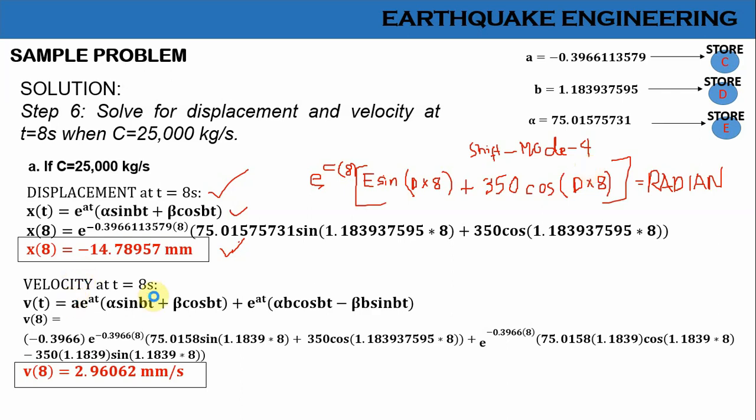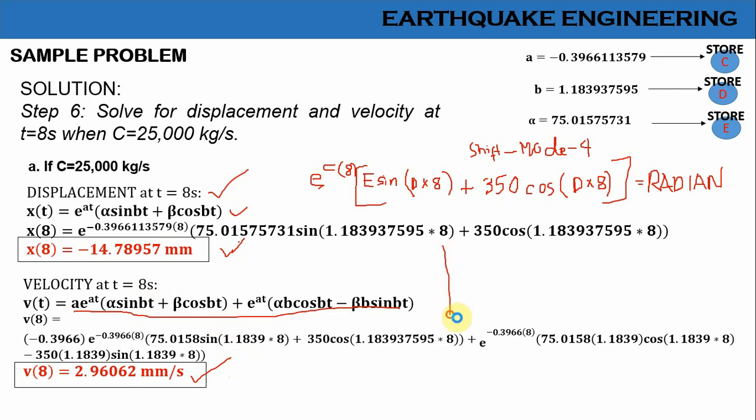Next is velocity. Substitute everything. Okay, substitute everything based sa equation. Then you will get 2.96062 millimeter per second, this one. So ang mga values ani gagmay ra jud gayo, no, because of the fact nga layo na kanang 8 seconds.